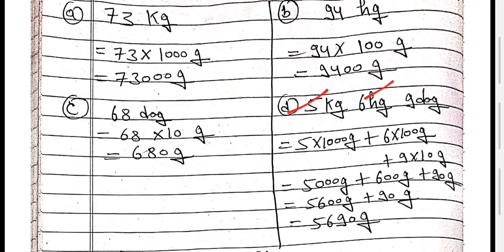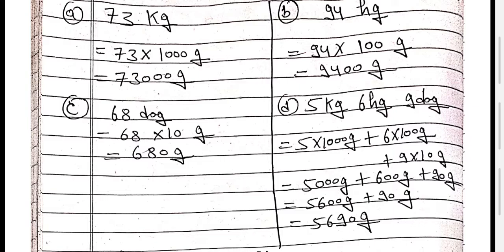5 kilogram, 6 hectogram, 9 decagram. So multiply by 1000, it becomes gram. Multiply by 100, it becomes gram. When decagram you have to convert here, multiply by 10. Okay, just see here. For kilogram you multiply 1000, so multiply 1000 here. For hectogram you multiply by what, 100, so write 100 here.